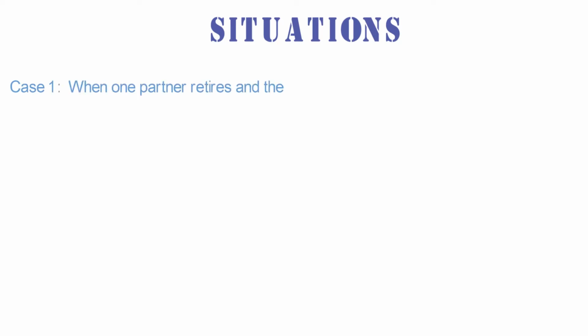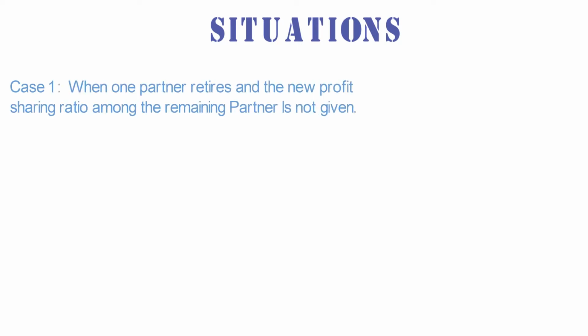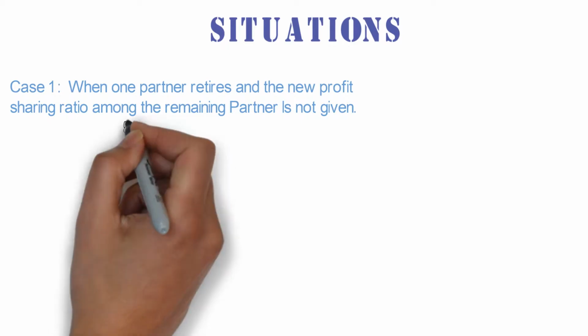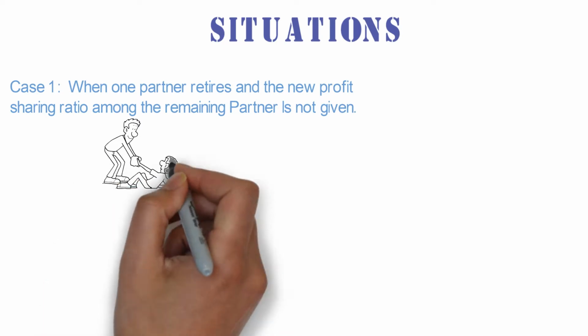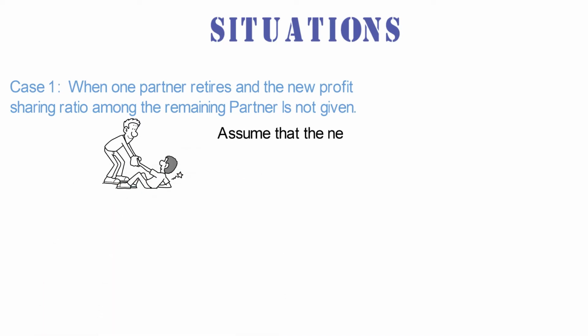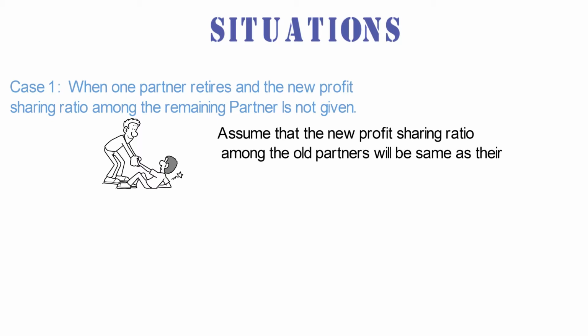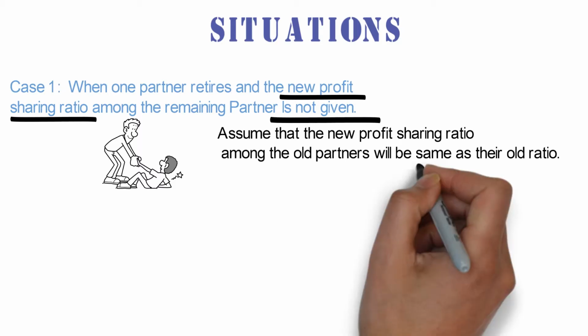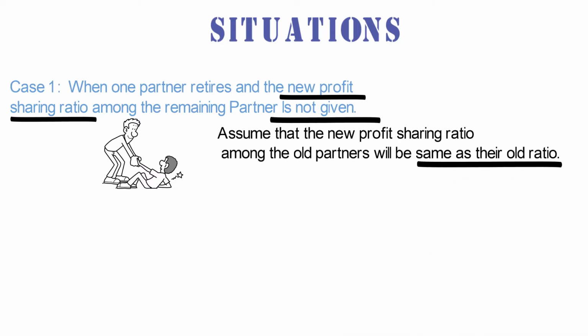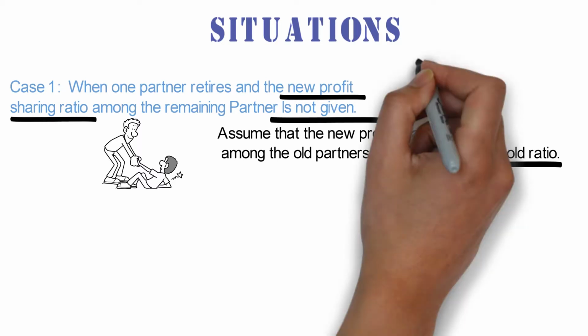Case 1. When one partner retires and the new profit sharing ratio among the remaining partners is not given. When one partner retires and the new profit sharing ratio among the remaining or continuing partners is not given, always assume that the new profit sharing ratio among the old partners will be the same as the old ratio. What did I just say? When one or more partners retire and no information regarding the new profit sharing ratio among the remaining partners is given, assume that the new profit sharing ratio among the old partners will be the same as their old ratio.